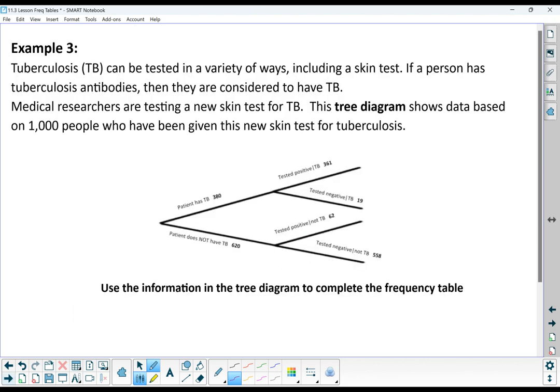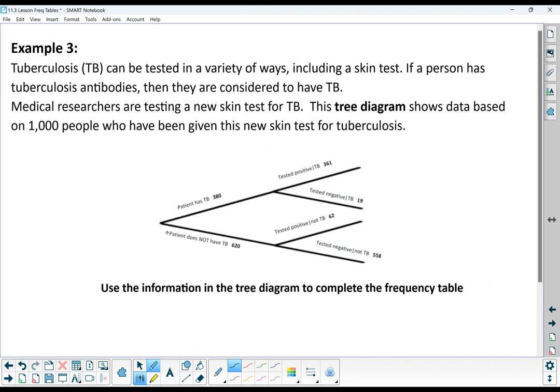Okay, for this example, we have what's called a tree diagram. The tree diagram is sort of dividing out a group of people. So 1,000 people were given a skin test for tuberculosis, and they're testing this new skin test. They know some of these patients have tuberculosis and some do not. And then they looked at how the test came back. So they're testing the tuberculosis test.